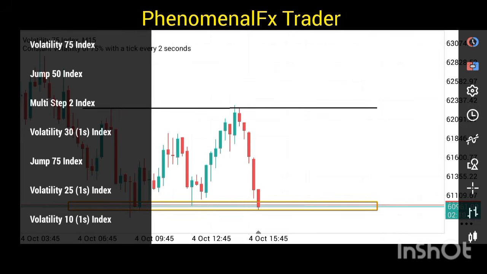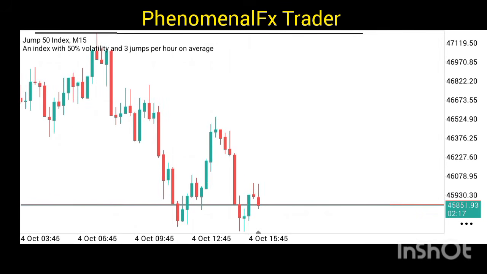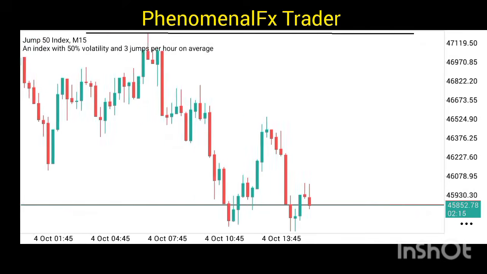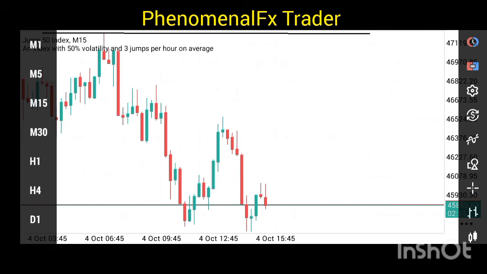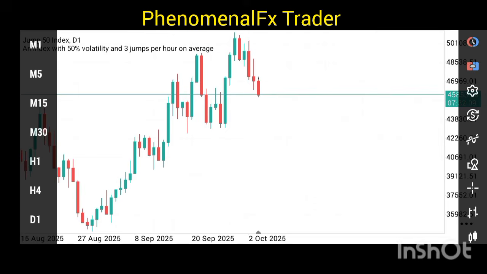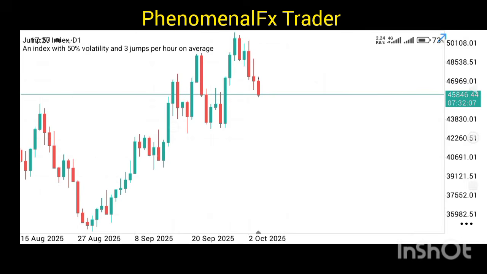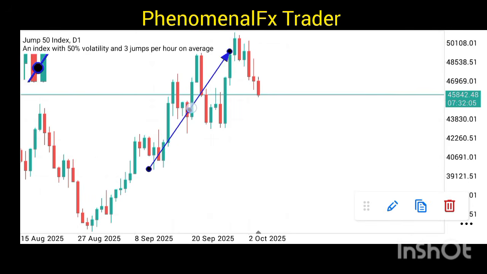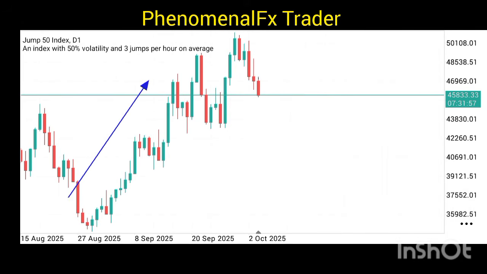Then the next pair is Jump 50 Index. If you go to the daily time frame, you can see that we had a break of structure on the daily time frame at this point. Then the market later sold, but this is a pullback, as we can see right here. And the market is back at the zone where it is supposed to start buying.